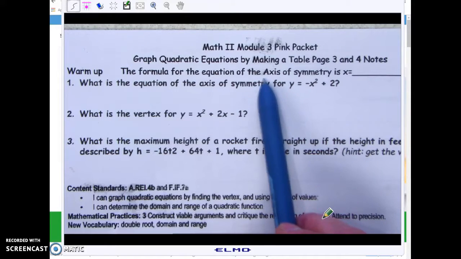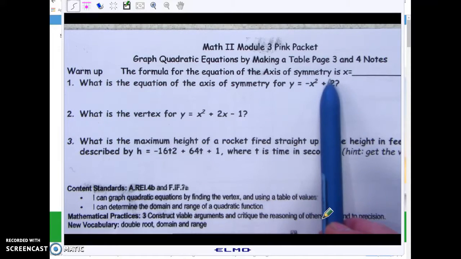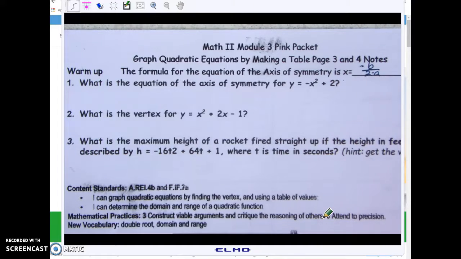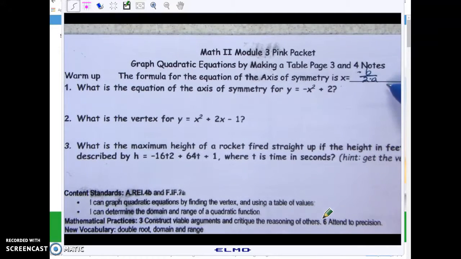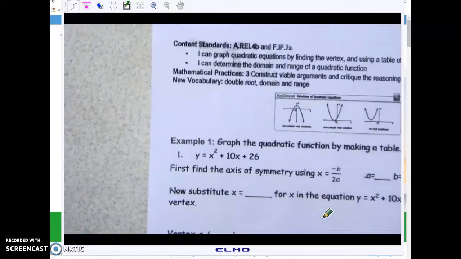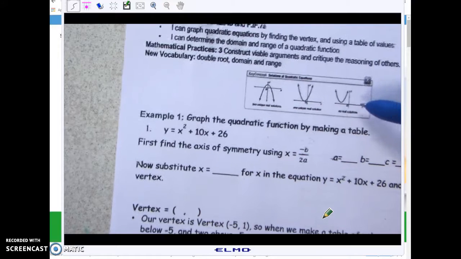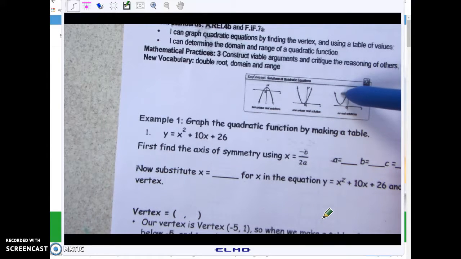So first thing you want to do is write down what is the formula for the axis of symmetry. Very important to memorize this. It's a simple formula. X equals negative b over 2 times a. And that means where is the middle part of that parabola? So parabolas look like this, and what we want to know is where is the exact middle of it.